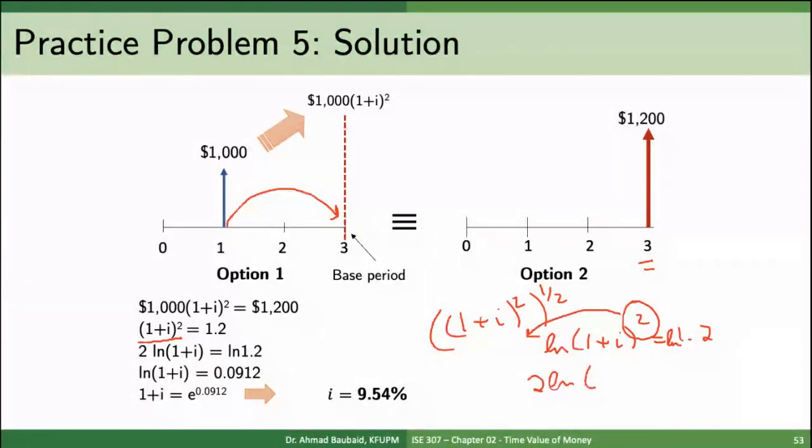So you're going to get 2 ln(1 + i) equals, and then you can compute this value, ln 1.2, which is what they're doing here. So that's kind of another way to solve this type of problem.